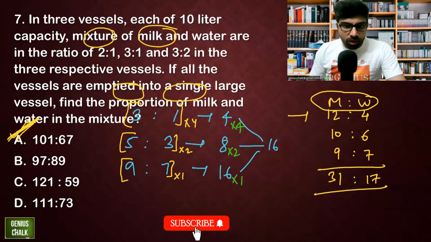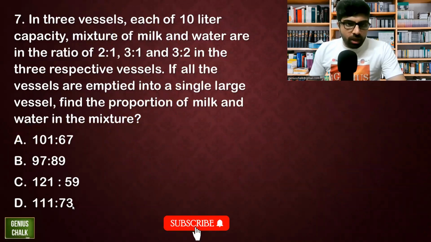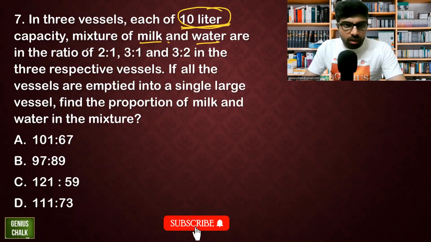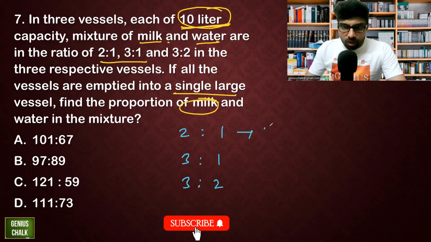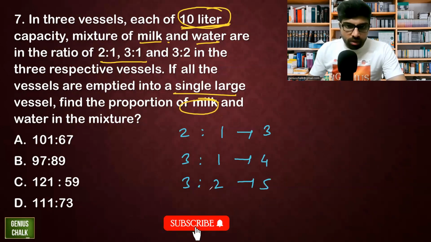Let's solve the next. Now there are 3 vessels each of 10 liter, that means their capacity is same. Mixture of milk and water are in this ratio, and again they are emptied into a single vessel, proportion of milk and water. So let's try again. The first ratio is 2:1, second ratio is 3:1, third ratio is 3:2. Now the total is 3, the total is 4, the total is 5. What is the LCM?